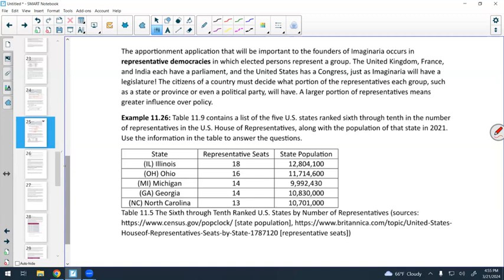Now here in the table below we have a list of 5 U.S. states ranked 6th through 10th in the number of representatives in the House of Representatives, along with the population of that state in 2021. Let's use this information to answer the questions.